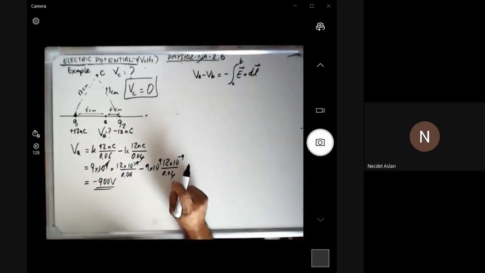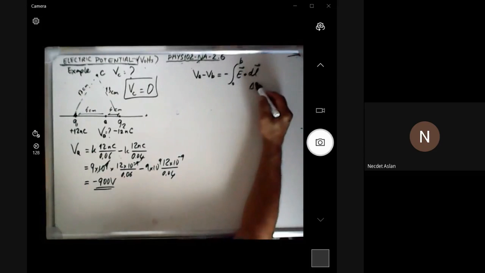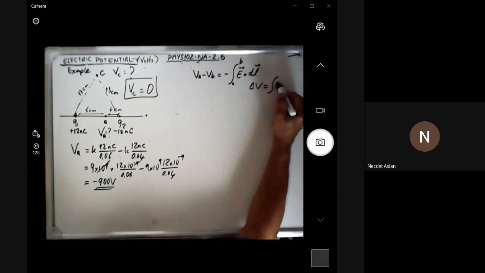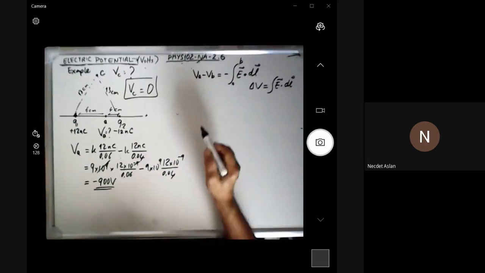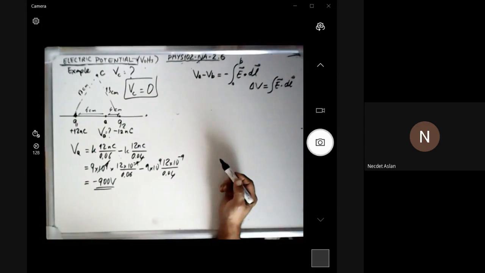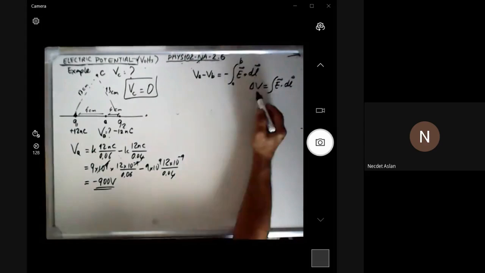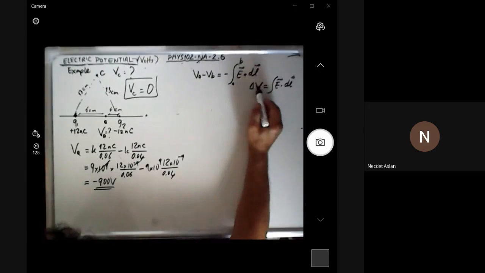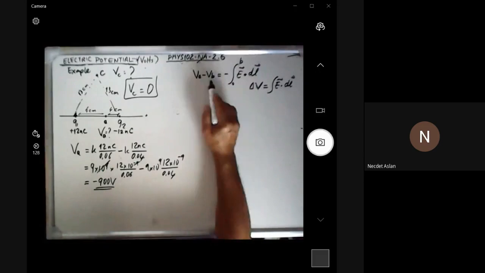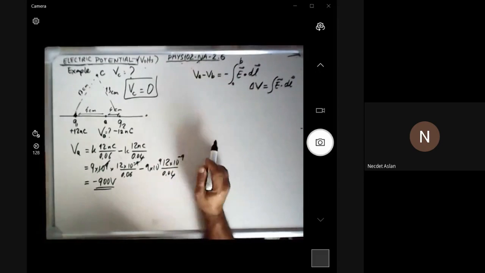So this is the expression we are using, or just delta V is equal to E dot dL. Same thing. So don't forget, this delta V and VA minus VB are inverses of each other. This is VB minus VA, but on the left-hand side, we write VA minus VB.